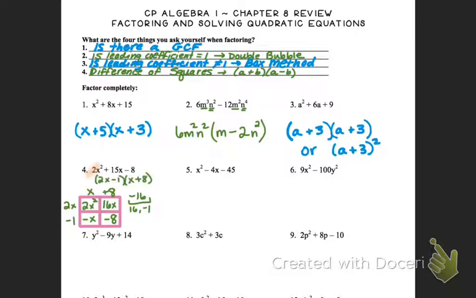Again, reminder that all of these are factoring only. We're not setting them equal to 0 because it doesn't say solve. Also, there's no equal sign, so we can't solve something that's not an equation to begin with.